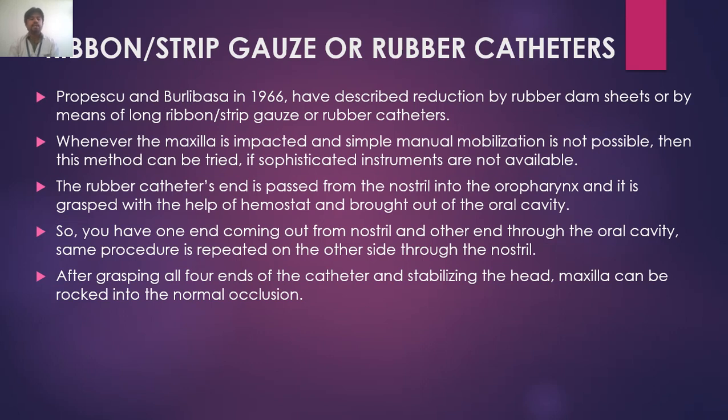A rubber catheter end is passed from the nostril into the oropharynx and it is grasped with the help of a hemostat and brought out of the oral cavity. So you have one end coming out of the nostril and the other out of the oral cavity. The same procedure is repeated on the other side through the nostril. After grasping all four ends of the catheter and stabilizing the head, the maxilla can be drawn into normal occlusion.